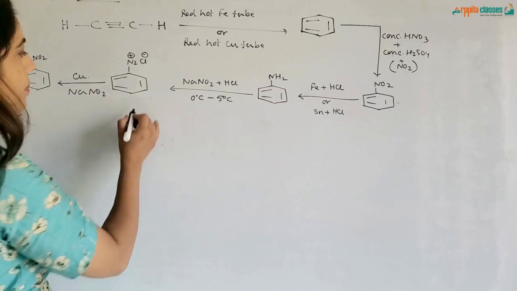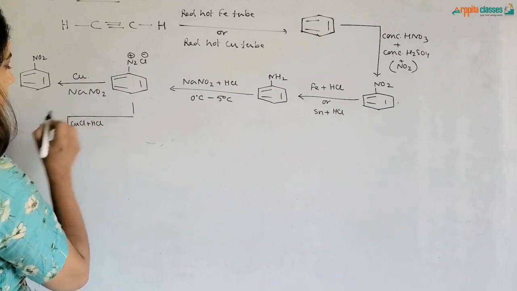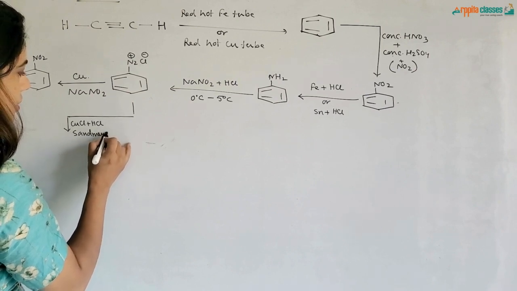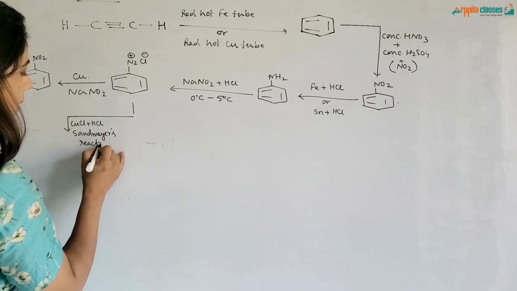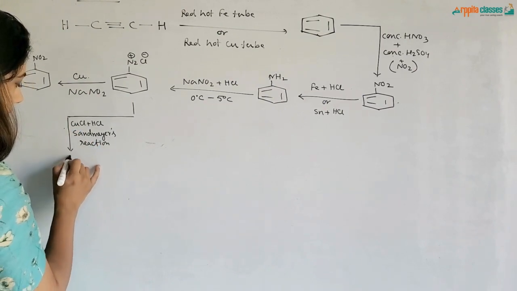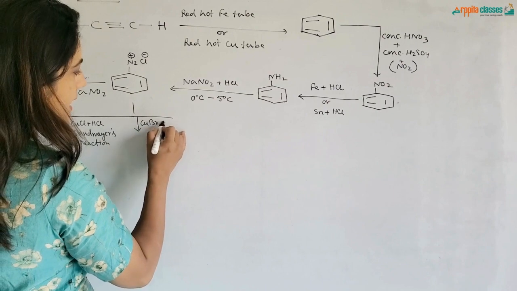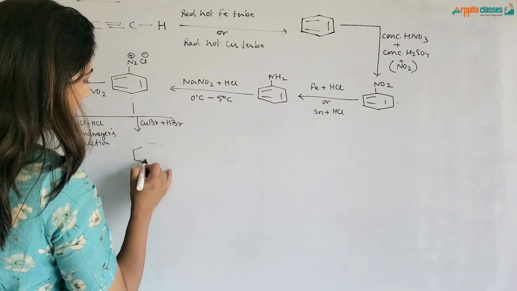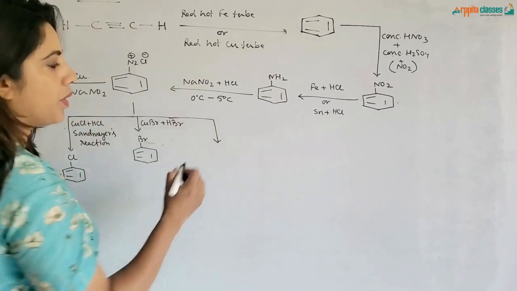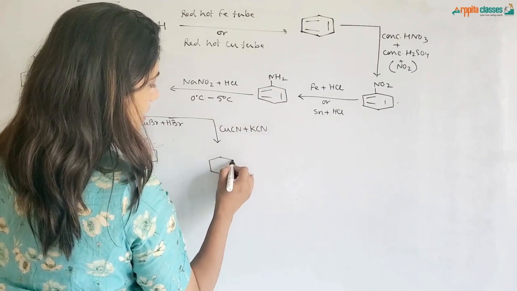If this benzene diazonium chloride is treated with CuCl plus HCl, if you remember, this reaction is called the Sandmeyer reaction, where benzene diazonium chloride converts into chlorobenzene. Same thing we can do with CuBr plus HBr, where we get bromobenzene. We treat benzene diazonium chloride with CuCN plus KCN, we get cyanobenzene.